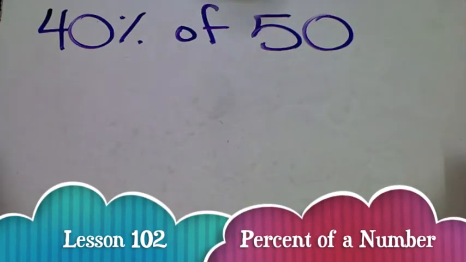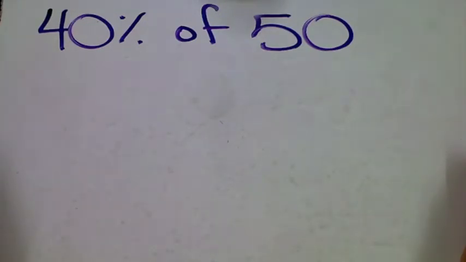Now let's do number 2 from the homework. Matthew answered 40% of the 50 questions correctly. How many did he answer correctly? So the goal is to find 40% of 50.